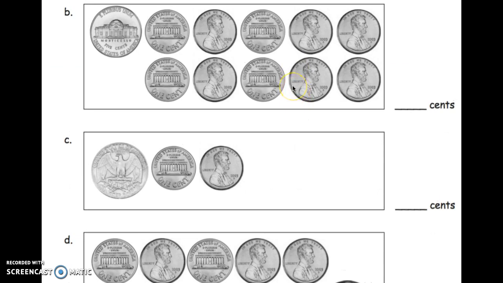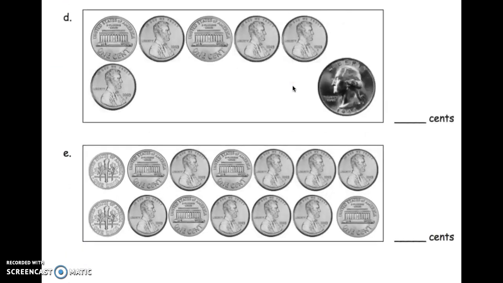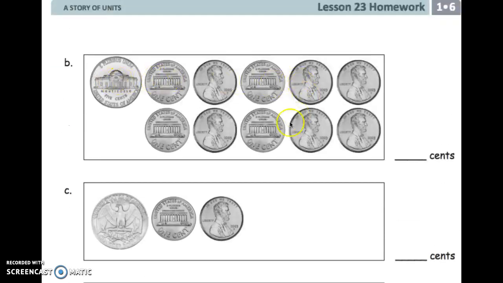You're going to do the same thing for B, C, D, and E. Count all of the coins in the box and write the total on the line.